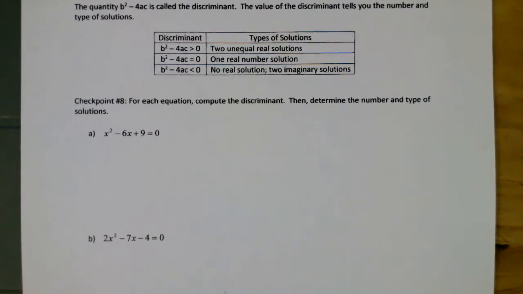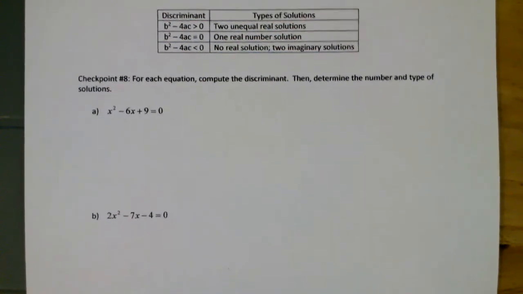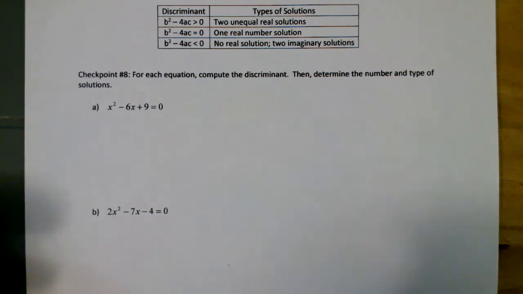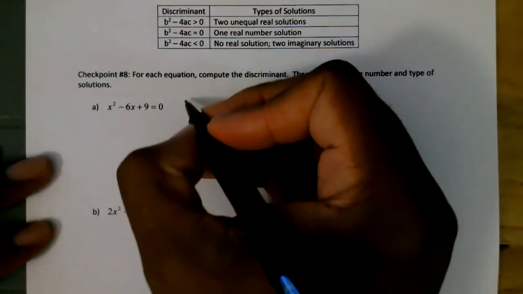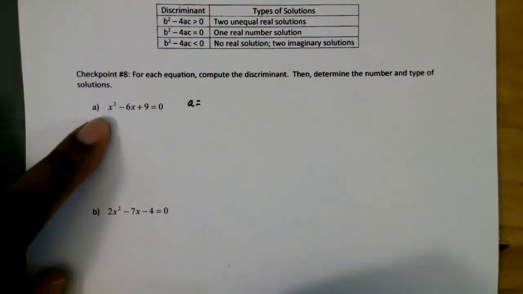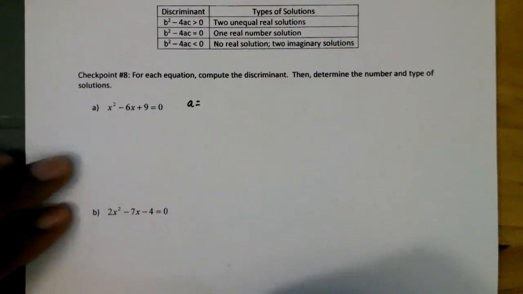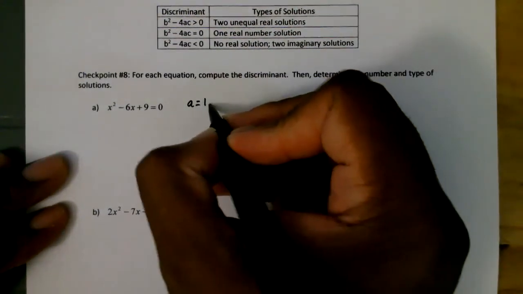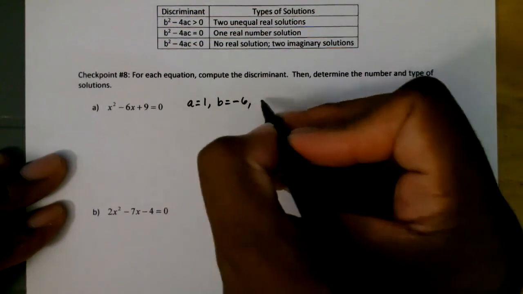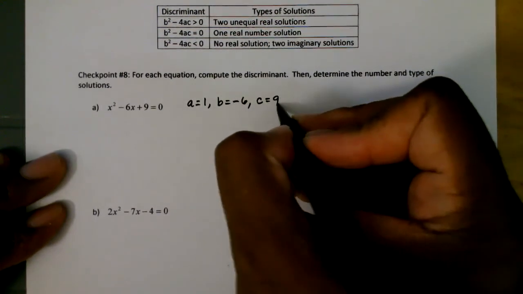Here are some examples of this. Here we're going to compute the discriminant and determine the number and type of solutions. So in part A, you have x squared minus 6x plus 9 equal to 0. Now we need to identify a, b, and c in this quadratic equation. X squared's coefficient is 1, that's what a is. The b is the coefficient of x, -6. c is your constant term, that'd be 9.